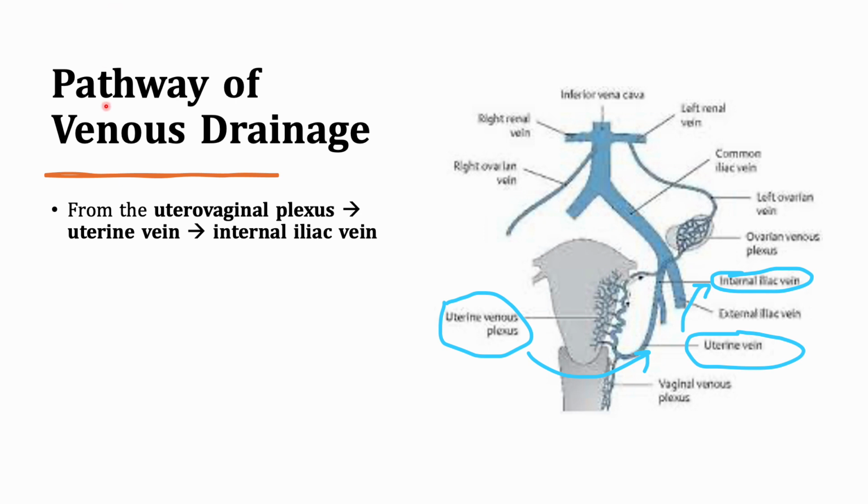Okay, so we're going to talk a little bit about the pathway of venous drainage. As we talked about before, we have the uterine venous plexus and the vaginal together, collectively called the uterovaginal venous plexus. The drainage pathway is going to be from these two plexuses to the uterine vein. This is a really bad drawing that I did. To the uterine vein and then into the internal iliac vein.